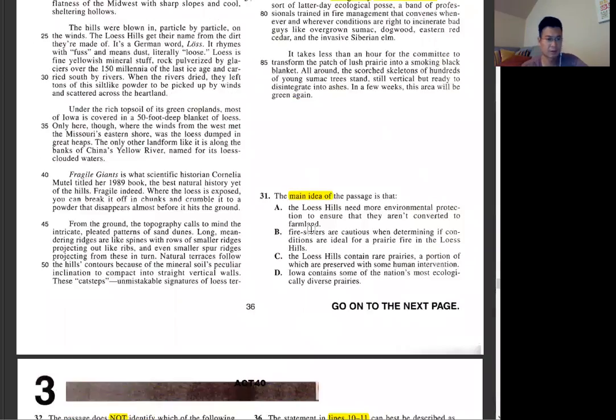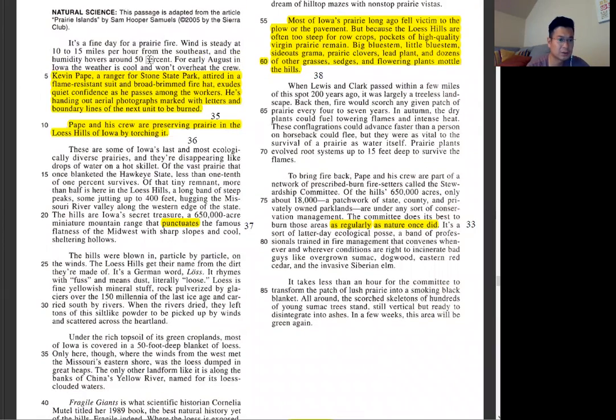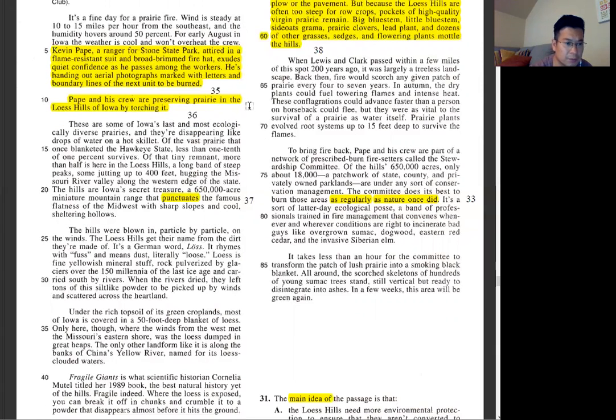Okay, so reading this passage now. It's a fine day, prairie fire. Wind is steady at 10 to 15 miles per hour southeast, and the humidity hovers around 50%. For early August in Iowa, the weather is cool and won't overheat the crew. And Kevin Piper, the ranger of Stone State Park, attired in a flame-resistant suit, and so on, is handing out aerial photographs marked with a letter and boundary lines. So 35.